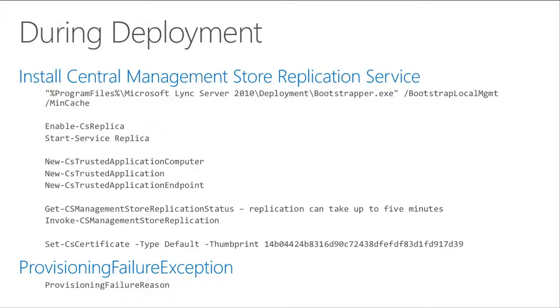The second thing is you need to run Enable-CsReplica. What that means is, hey, I need replication of whatever the Lync server deployment is on this particular pool set of machines that I am running UCMA applications on.